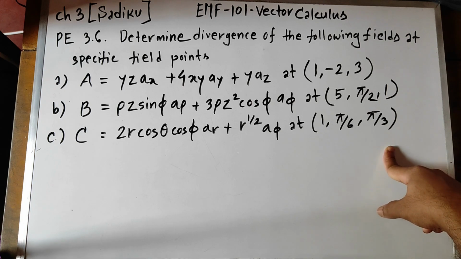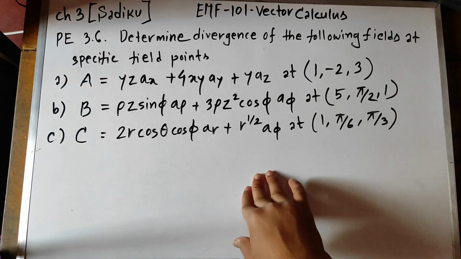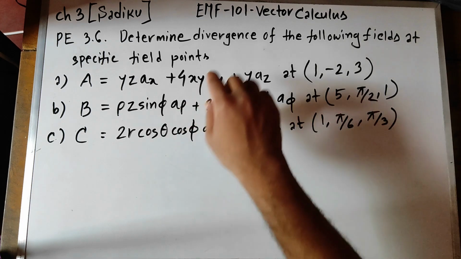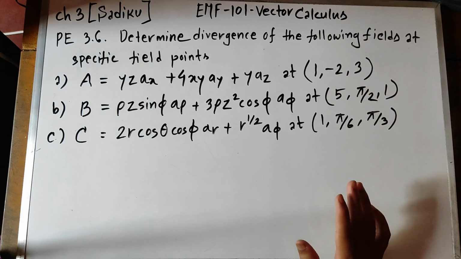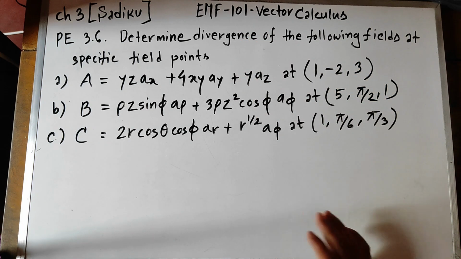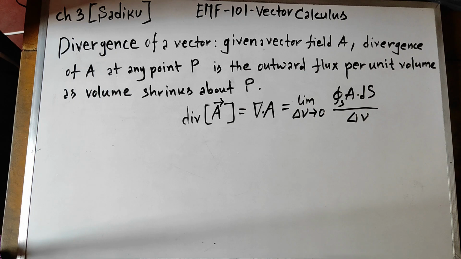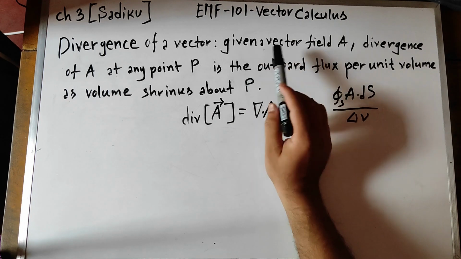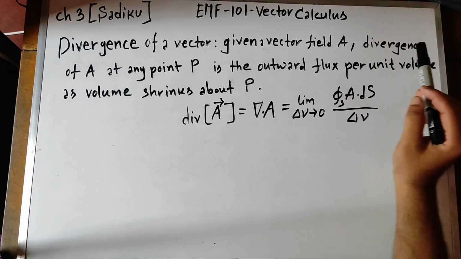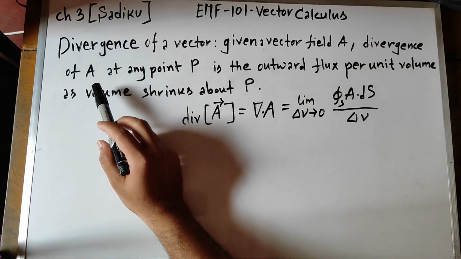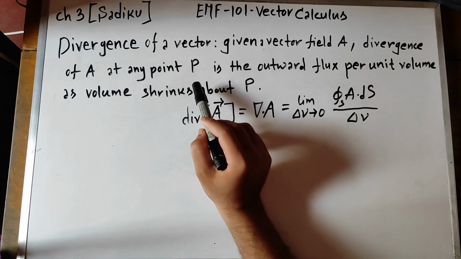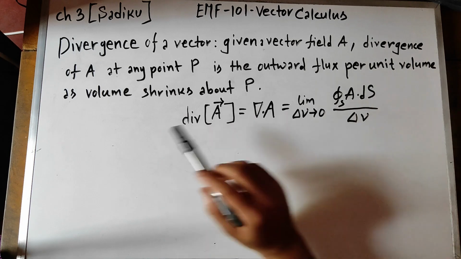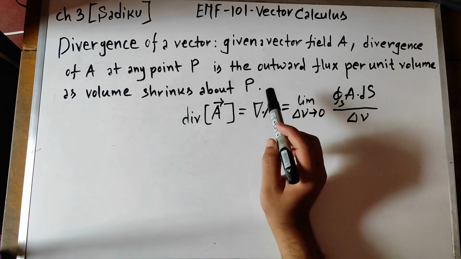Now let's get started with the problem solving, but before we go to the problem solving part, we have to understand what divergence is. Given a vector field A, the divergence of that vector field at any point P is the outward flux per unit volume as the volume shrinks about P.